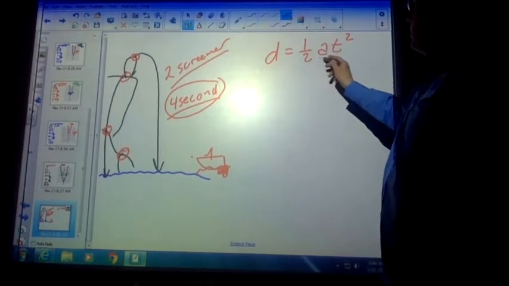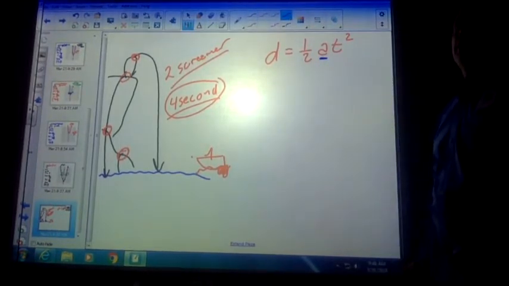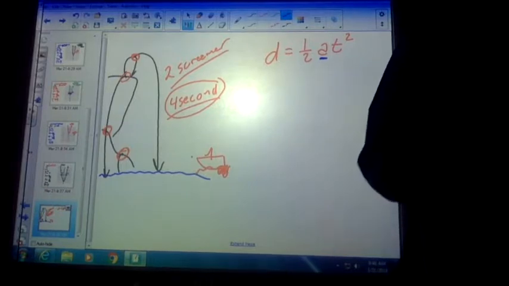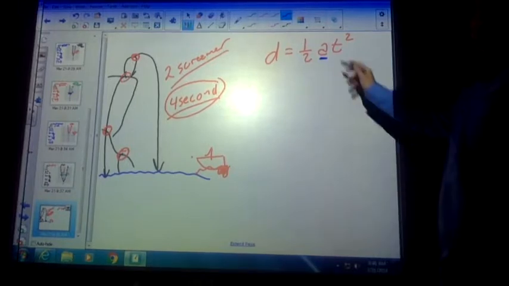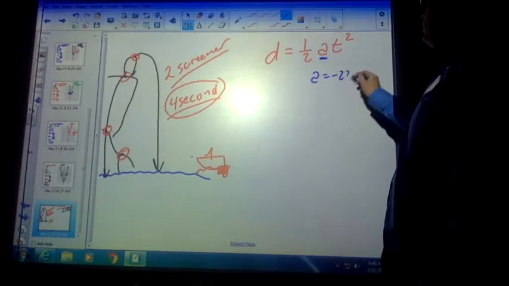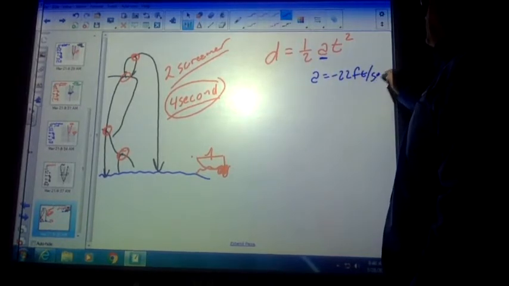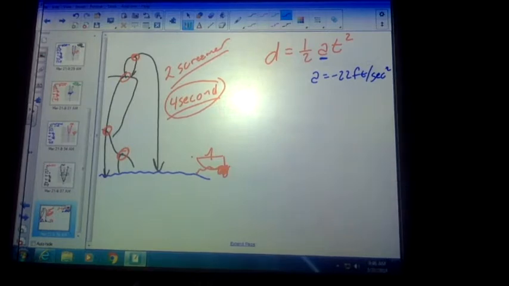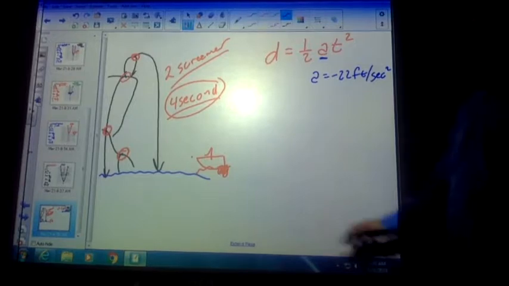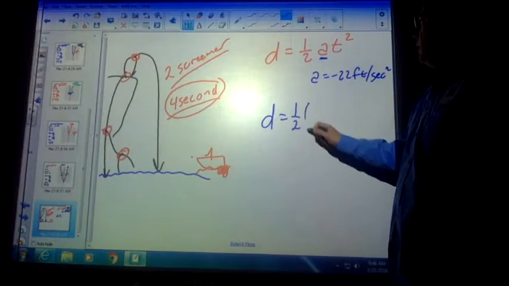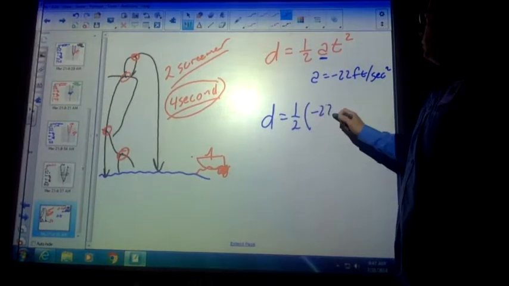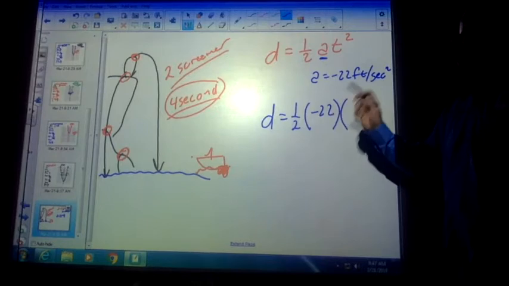Now, there's a few constants up here we know. This is acceleration due to gravity. Yes, we can say negative 9.81 meters per second squared, but let's face it, we live in America. We have no idea what the heck a meter is. So we can plug in this as negative 22 feet per second squared. That's the acceleration that Earth is pulling us back in feet. Okay? So let's figure out what this distance is. Distance is equal to 1/2, that's a constant, times negative 22, and then times squared.